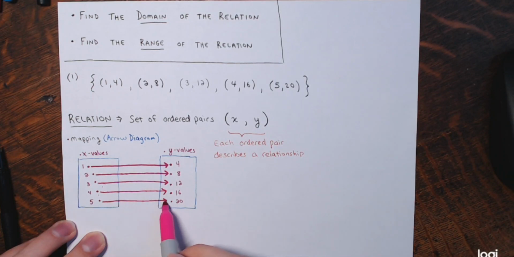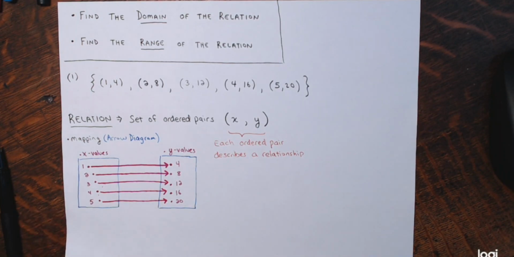And there you go. A very simple picture for this first example. But that is something we're going to see later called an arrow diagram or a mapping. Just another way to represent a relation, a set of ordered pairs.